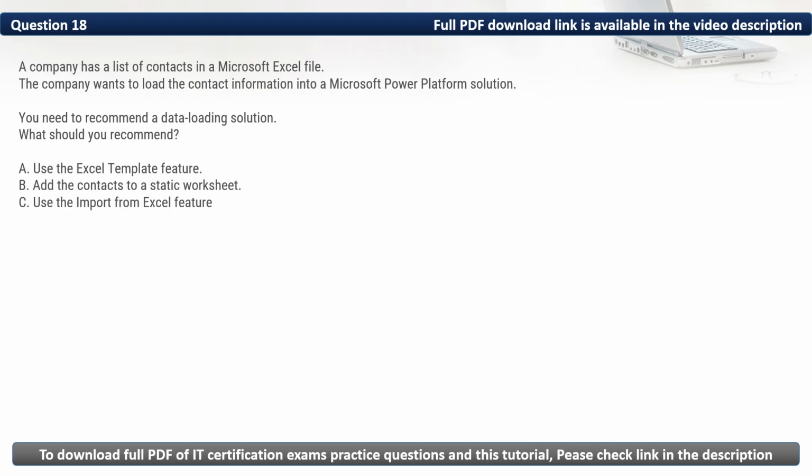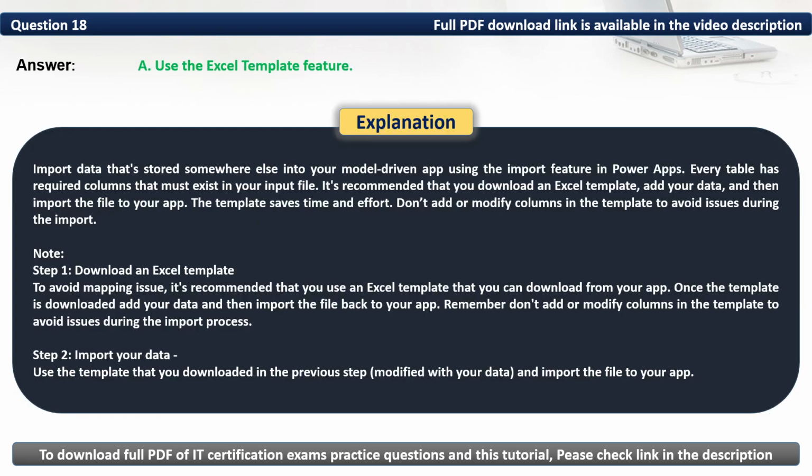Here in this question, we need to recommend a data loading solution. As such, we should recommend using the Excel template feature. Thus, the correct option is A. Import data that is stored somewhere else into your model driven app using the import feature in Power Apps. Every table has required columns that must exist in your input file. It is recommended that you download an Excel template, add your data, and then import the file to your app. The template saves time and effort. Don't add or modify columns in the template to avoid issues during the import.